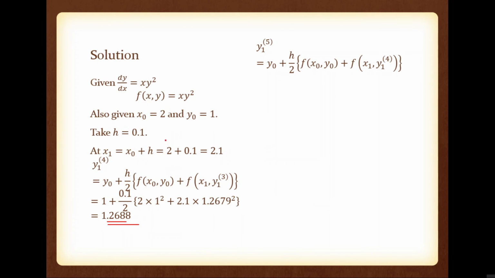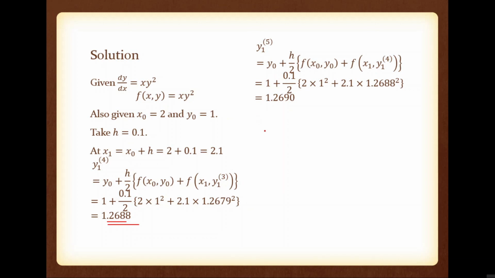So y1 of 5 is equal to y0 plus h by 2 into f of x0 comma y0 plus f of x1 comma y1 of 4. So that is equal to 1.2690. Okay. So I think we need 1 or 2 iterations, I think. So find y1 of 6.